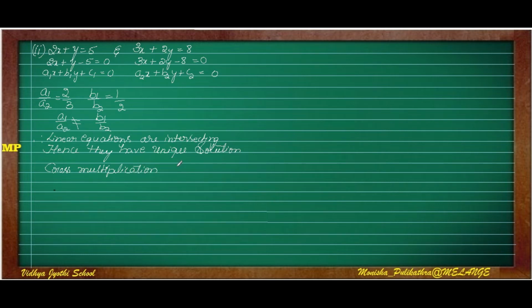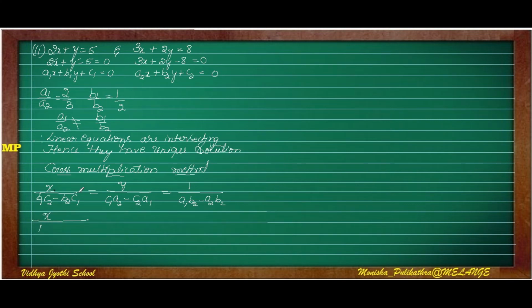So cross multiplication method. I'll tell you the formula for the cross multiplication method. In the cross multiplication method, we have to write x divided by, because there are two variables, x and y. So first we take x: b1 c2 minus b2 c1, equal to the second variable: c1 a2 minus c2 a1, equal to the constant: a1 b2 minus a2 b1. We know the values of b1, a1, a2, everything. We have to just substitute it.